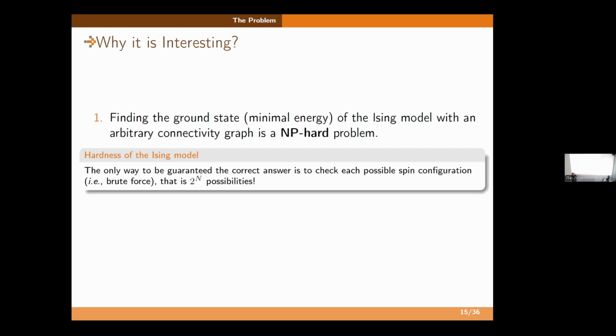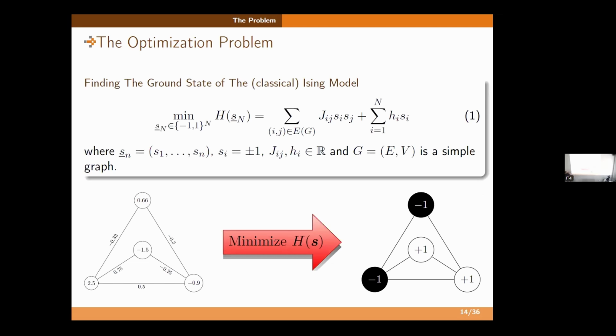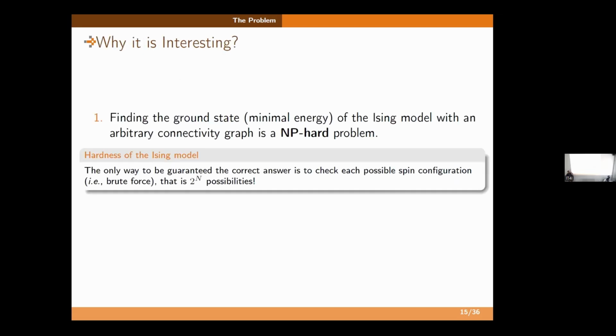Generally, to be precise, a problem is NP hard if any problem in NP can be reduced in polynomial time to this problem. And it is shown that all NP problems can be expressed as some Ising model. And also, it being NP hard implies that the only method guaranteed to find the solution, that is the ground state of the lowest energy, is brute force. That is to check each possibility, which is 2 to the n possibilities, where n is the number of spins. And as we can see, it is growing exponentially and quickly becoming infeasible.